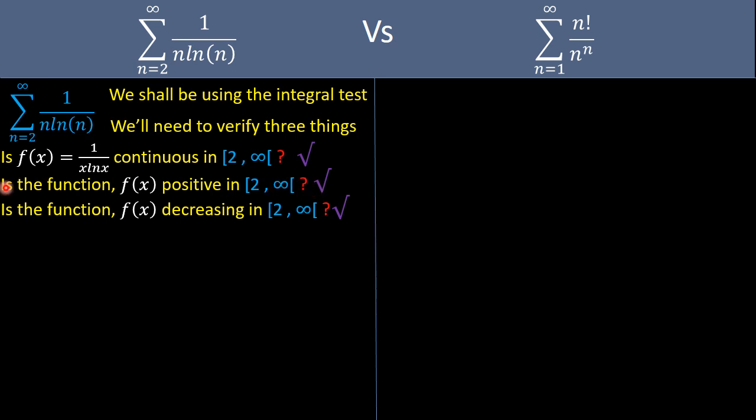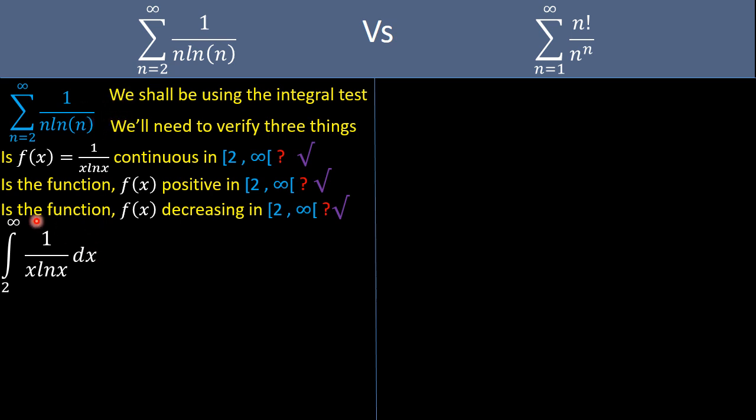So we are going to be looking at the improper integral from 2 to infinity of 1 over x natural log of x dx. If this integral gives us a finite value, we conclude that the series from n equal to 2 to infinity of 1 over n natural log of n converges. But if this improper integral diverges or gives us infinity, a non-finite value, we conclude that the series diverges. Let's go ahead and check that.